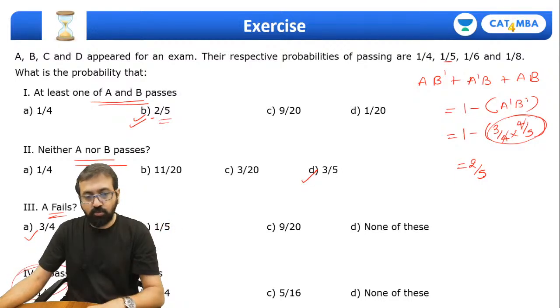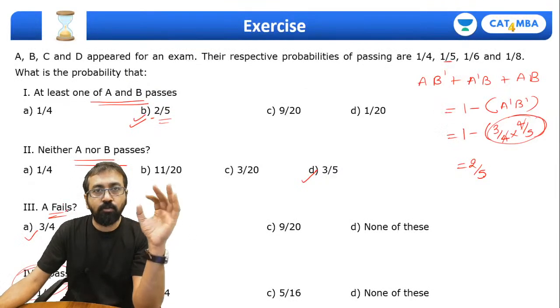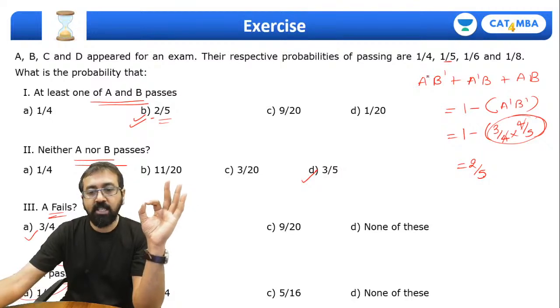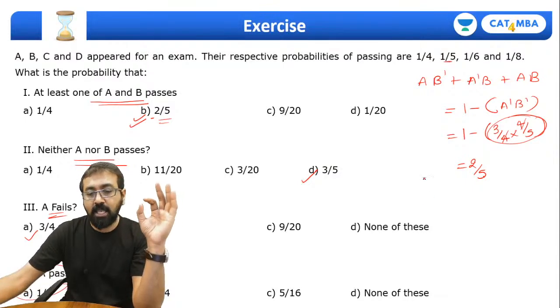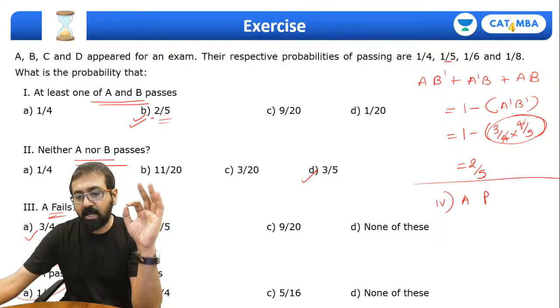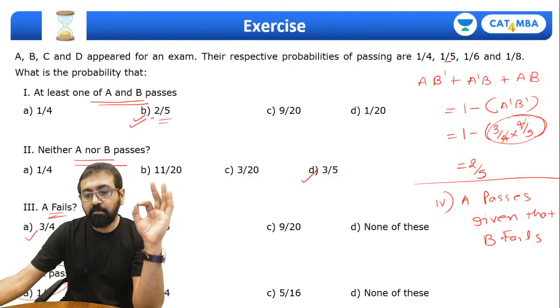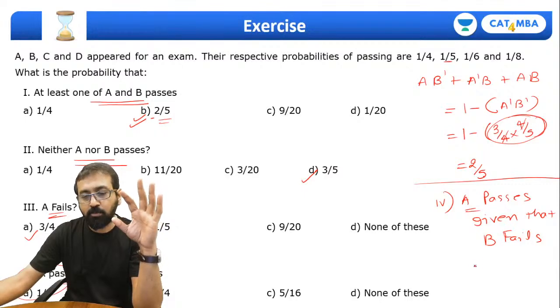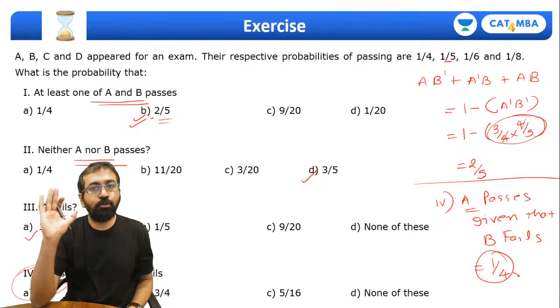I think guys, you may not be able to see this thing. So let me just read out the question. The third question was A fails. So the probability will be 1 minus 1/4, that is 3/4. And the last question, which you are not able to see, is A passes given that B fails. This is the fourth question. Let me write here, A passes given that B fails. Right now, please understand, B passing or failing will not affect A's probability, so the answer will remain 1/4 only. I hope all of you have understood this part.